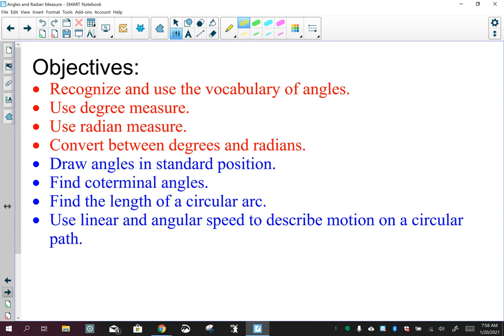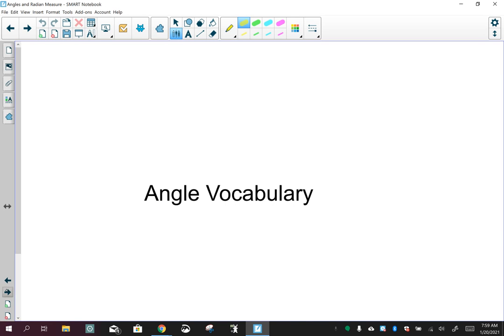But we're going to talk about degree measure and radian measure. We're going to convert back and forth. Then we're going to draw some angles in standard position, look at coterminal angles, find lengths of circular arcs, and then use linear and angular speed to describe motion on a circular path. Okay, here we go. Let's start with angle vocabulary.